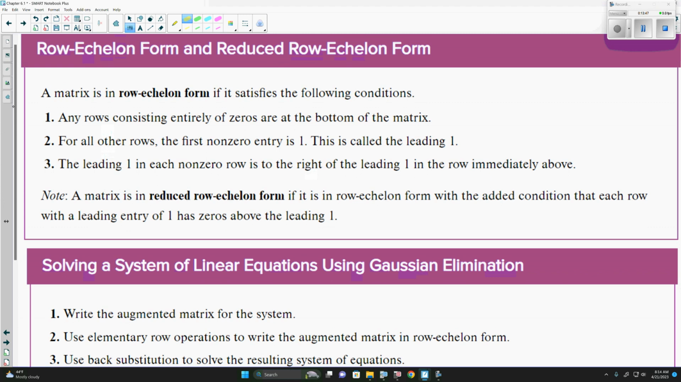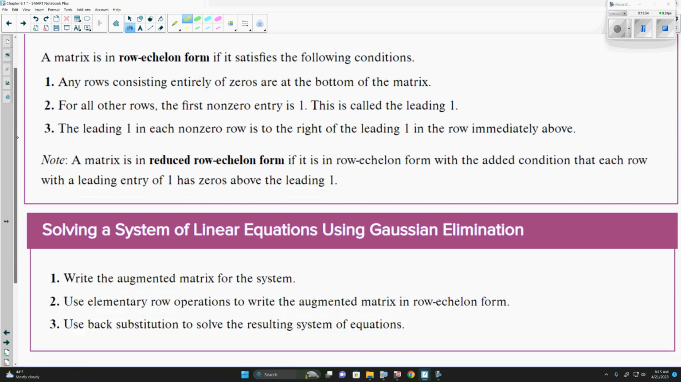Row echelon form and reduced row echelon form. A matrix is in row echelon form if it satisfies the following conditions. Any row consisting entirely of zeros is at the bottom of the matrix. If we have all zeros, they're at the bottom. For all other rows, the first non-zero entry is 1. This is called the leading 1. The leading 1 in each non-zero row is to the right of the leading 1 in the row immediately above.